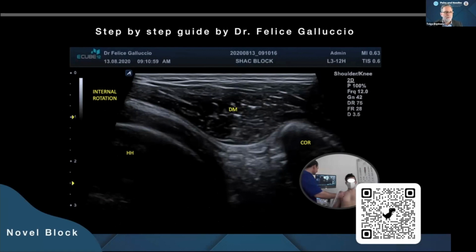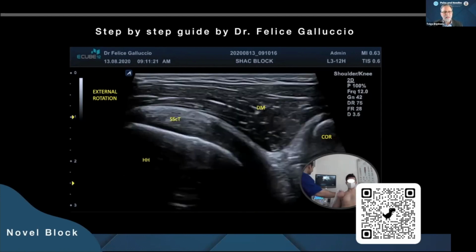The first step is localizing the humeral head and the coracoid process with the arm slightly internally rotated. As you can see in the sonogram, we see the coracoid and the humeral head, but we cannot see the subscapularis tendon clearly. Then with external rotation of the shoulder, we can see the subscapularis tendon and the myotendinous junction clearly.